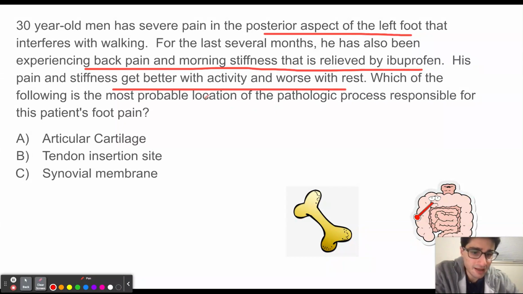Now, this is a classic presentation for ankylosing spondylitis. The person is under the age of 40 and has back pain, and his symptoms get better with activity and worse with rest. These are all common presentations for ankylosing spondylitis.